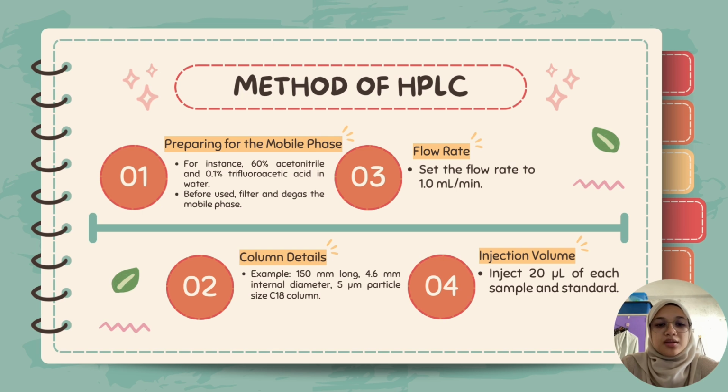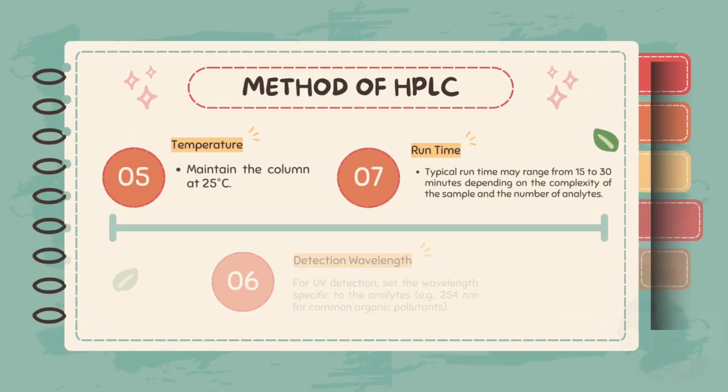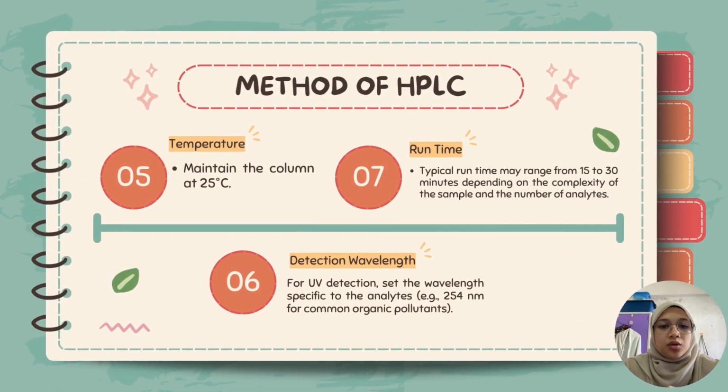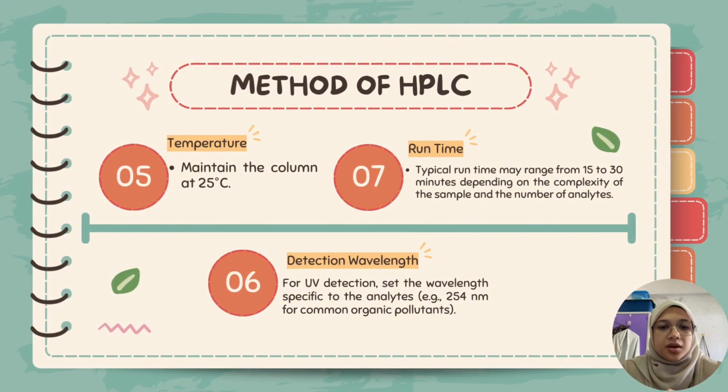Step number 3 is flow rate. Set the flow rate to 1 milliliter per minute. Then, injection volume. Inject 20 microliters of each sample and standard. The next step is temperature. We need to maintain the column at 25 degrees Celsius.